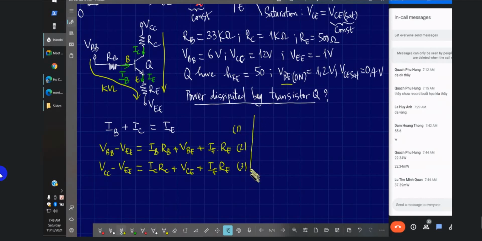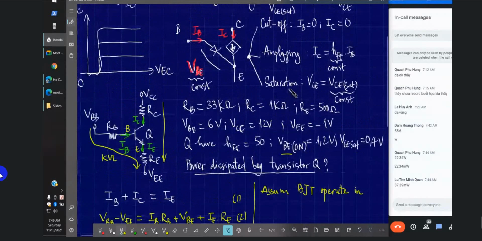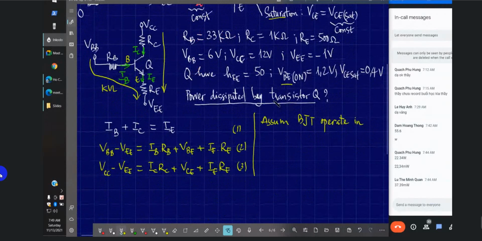Assume the BJT operates in, so what kind of mode do you like? Just make an assumption, we don't need to be very precise. I would like to make it saturation mode, for example.